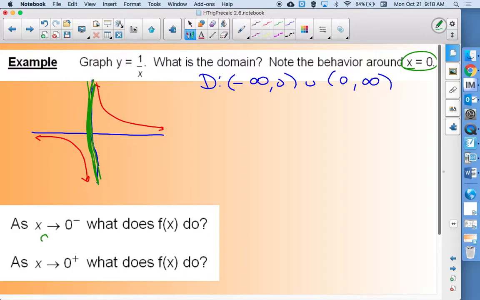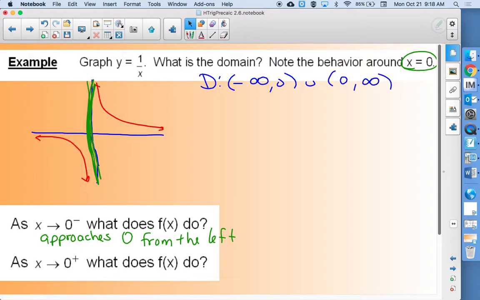And underneath, it gives you something to think about. So as x approaches, that's what the little arrow means, 0, and then it has a little negative next to 0. We're going to see that notation randomly throughout the year where 0 has numbers or signs after it. That means from the left, so this notation, x approaches 0 from the left. So I'm on the left side of the graph. And you're approaching 0 from the left.